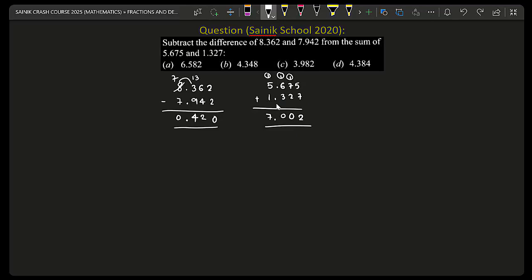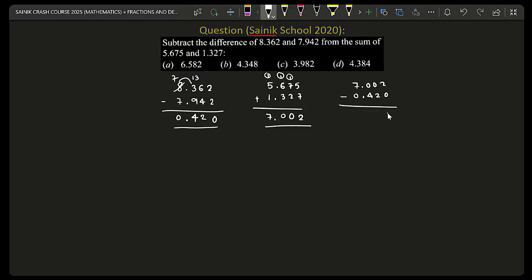Subtract the difference of these two from the sum of these two. Very simple. Which number minus which number? 7.002 minus 0.420.